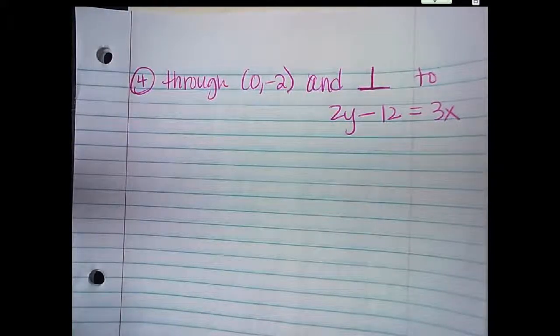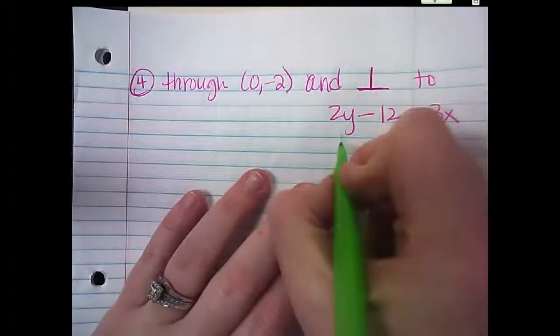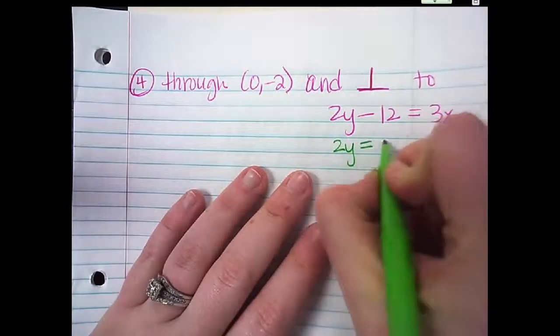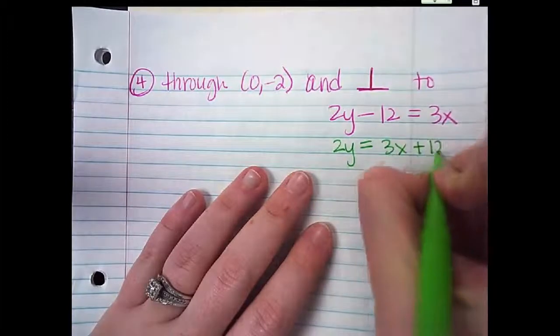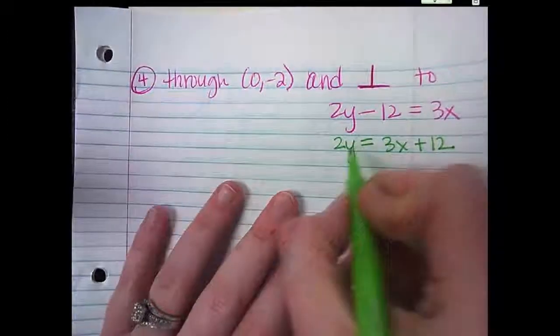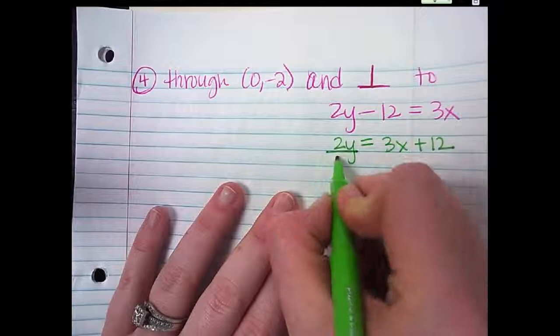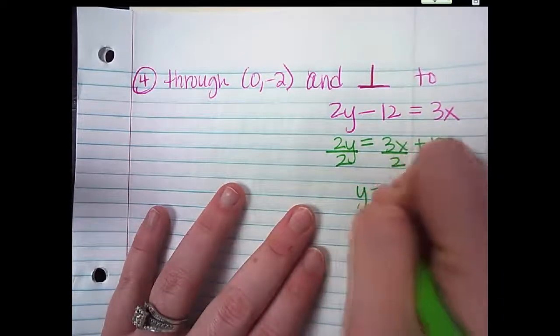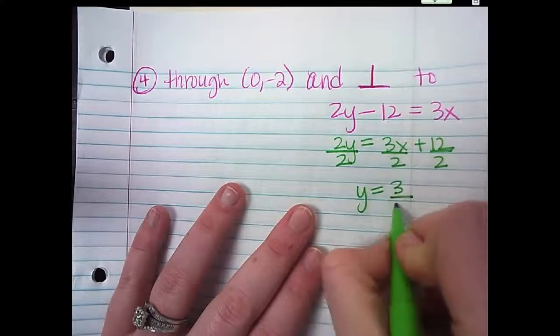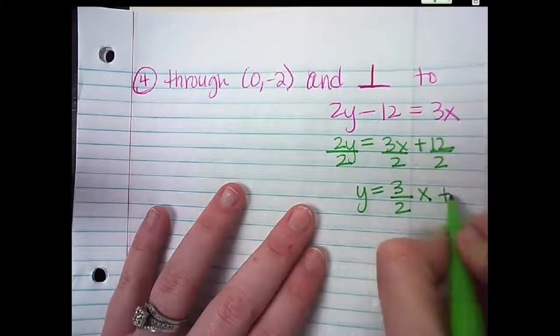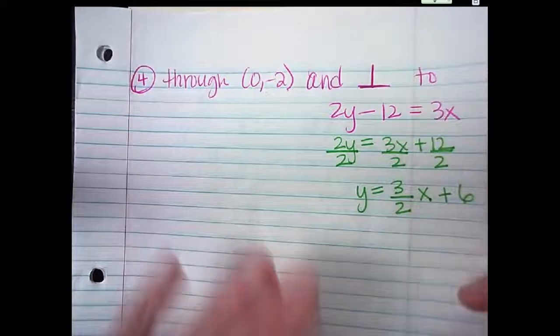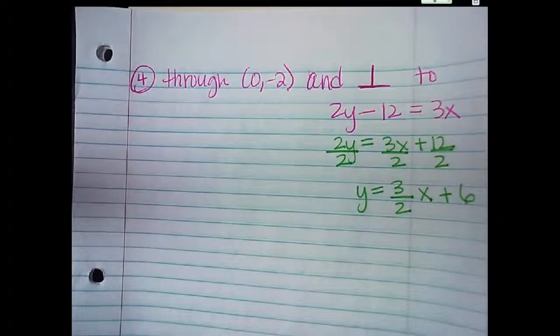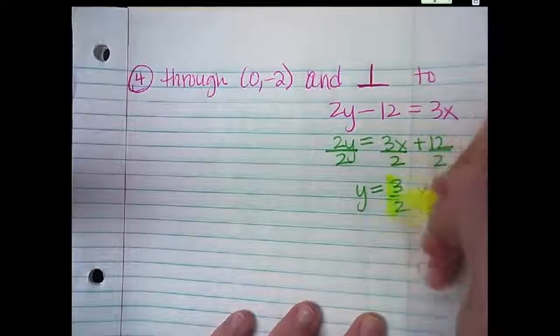So what do I do first? Good, add the 12. So 2y equals 3x plus 12. Then divide by 2. Just divide by 2. Y equals 3 over 2x plus 6. So my slope on this one is 3 over 2.